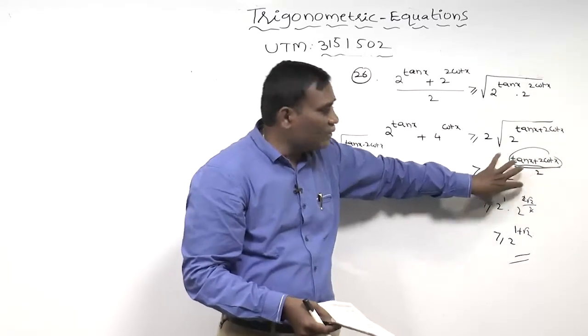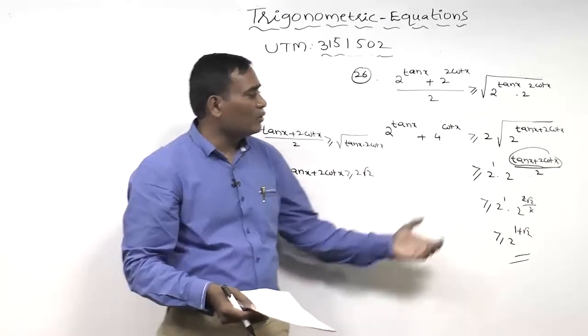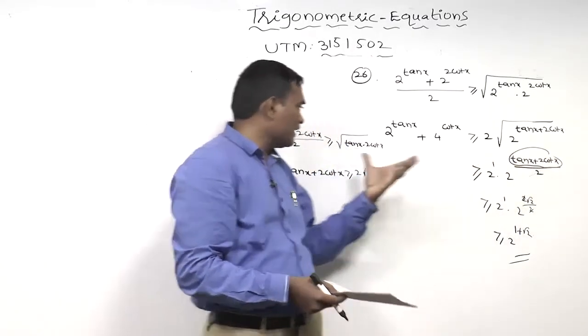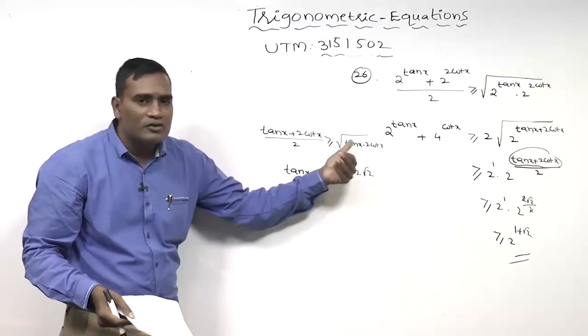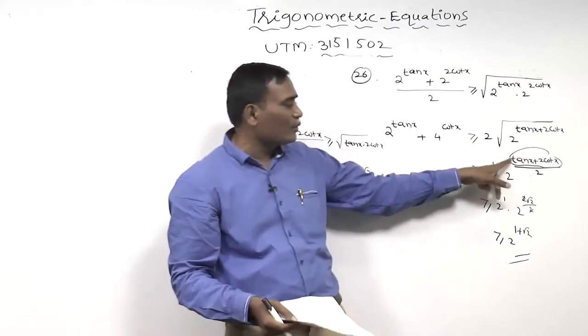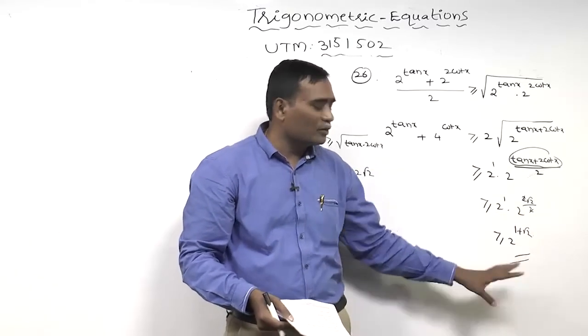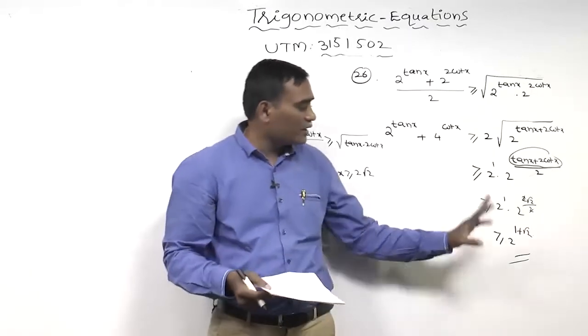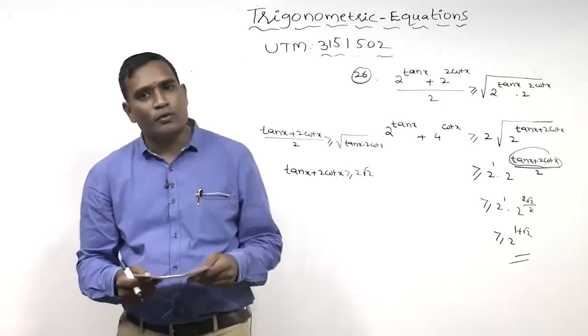And again we have to simplify tan x plus 2 cot x. Here again we have to apply arithmetic mean greater than or equal to geometric mean. So this value is greater than or equal to 2 root 2. Here you write 2 root 2. 2 cancel, 1 plus root 2. That's why it is greater than or equal to 2 power 1 plus root 2.